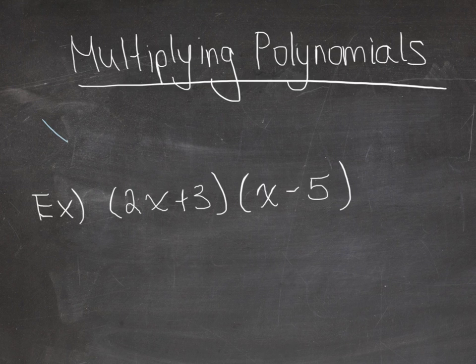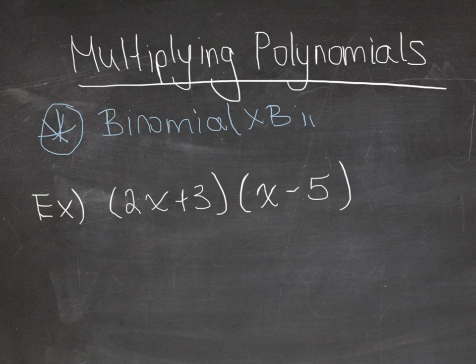So my first big rule here is if I have a binomial times a binomial, so a two-term polynomial times a two-term polynomial, this is where you have to use FOIL. So you might remember this acronym from school that stands for first, outside, inside, last. But that only works if you have a binomial times a binomial.